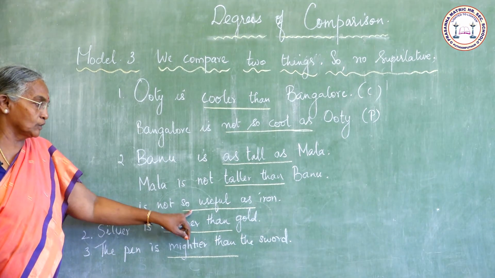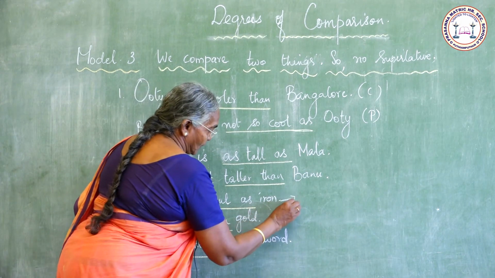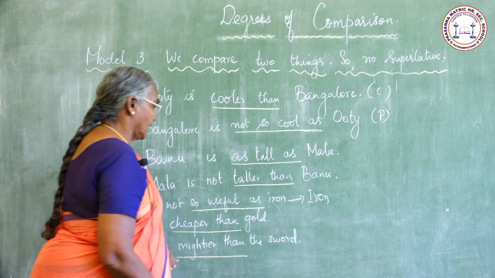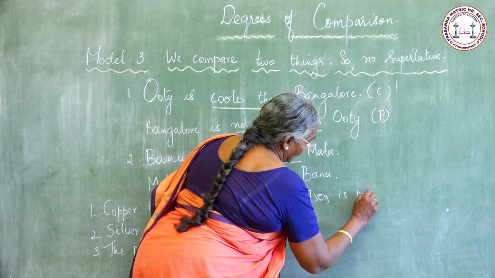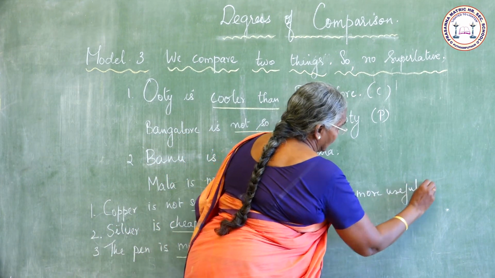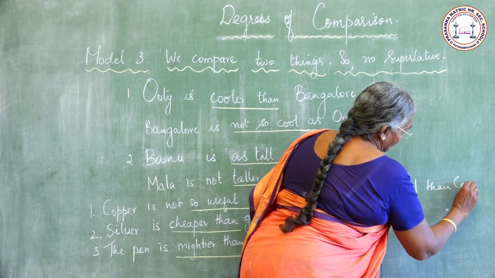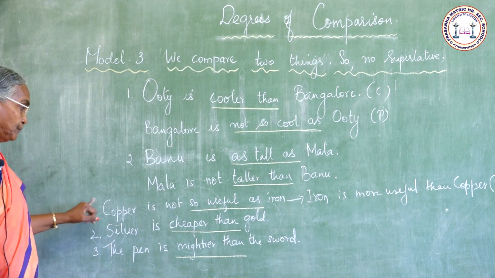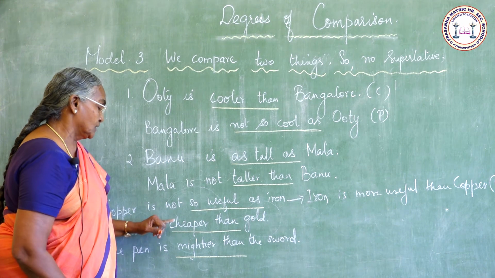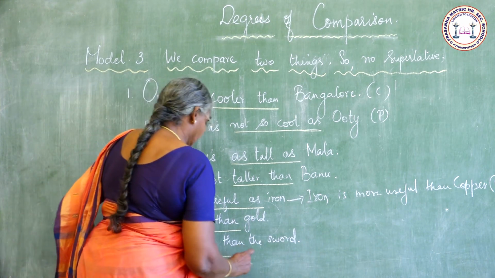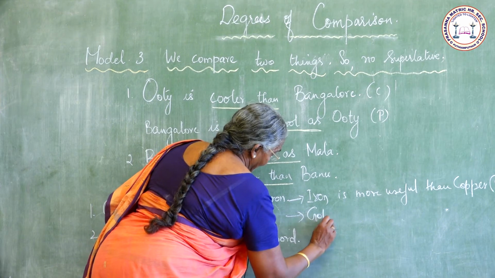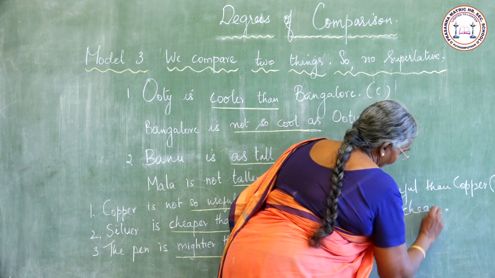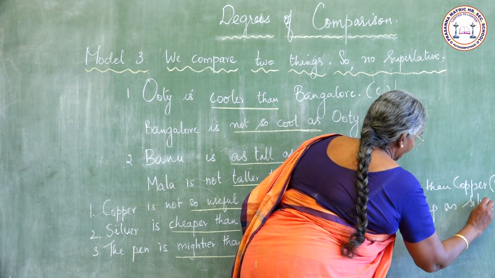Copper is not so useful as iron. Iron is more useful than copper. This is comparative. Here, silver is cheaper than gold. Gold is not so cheap as silver. This is positive.